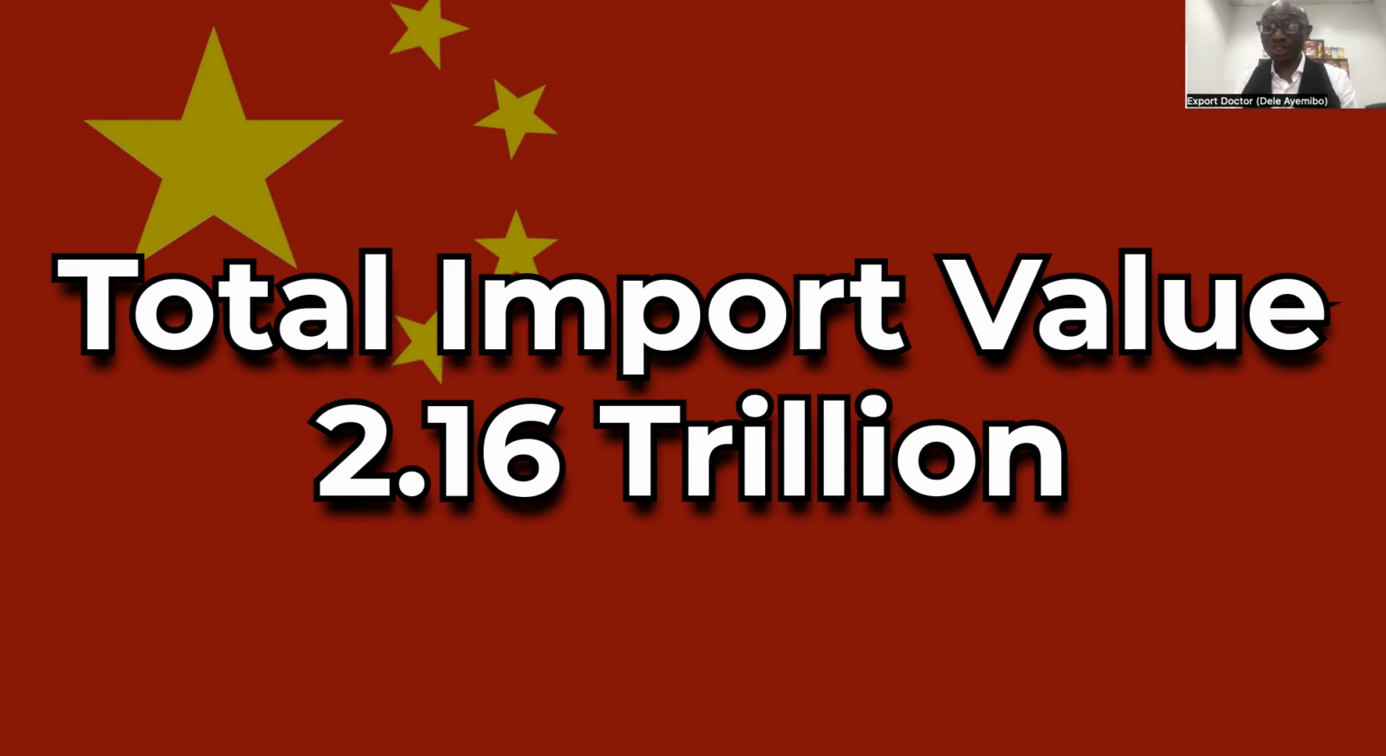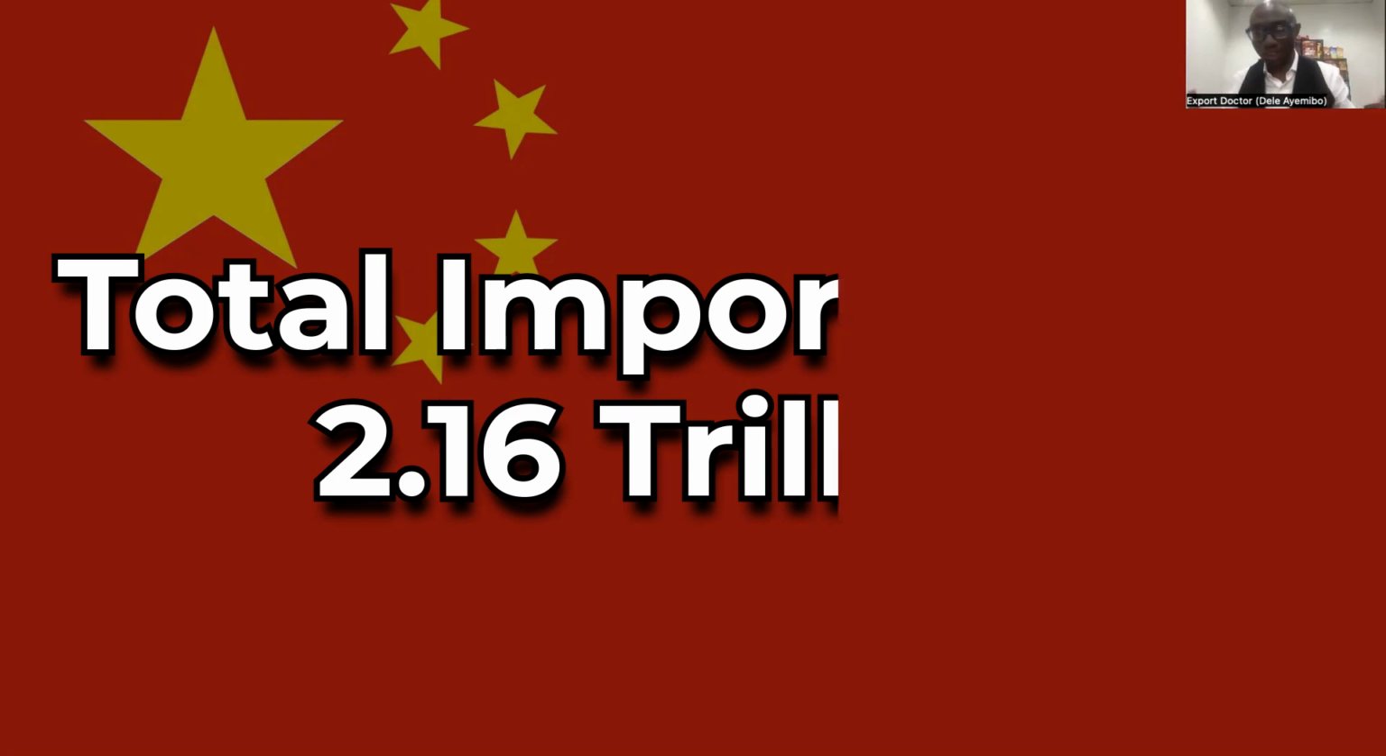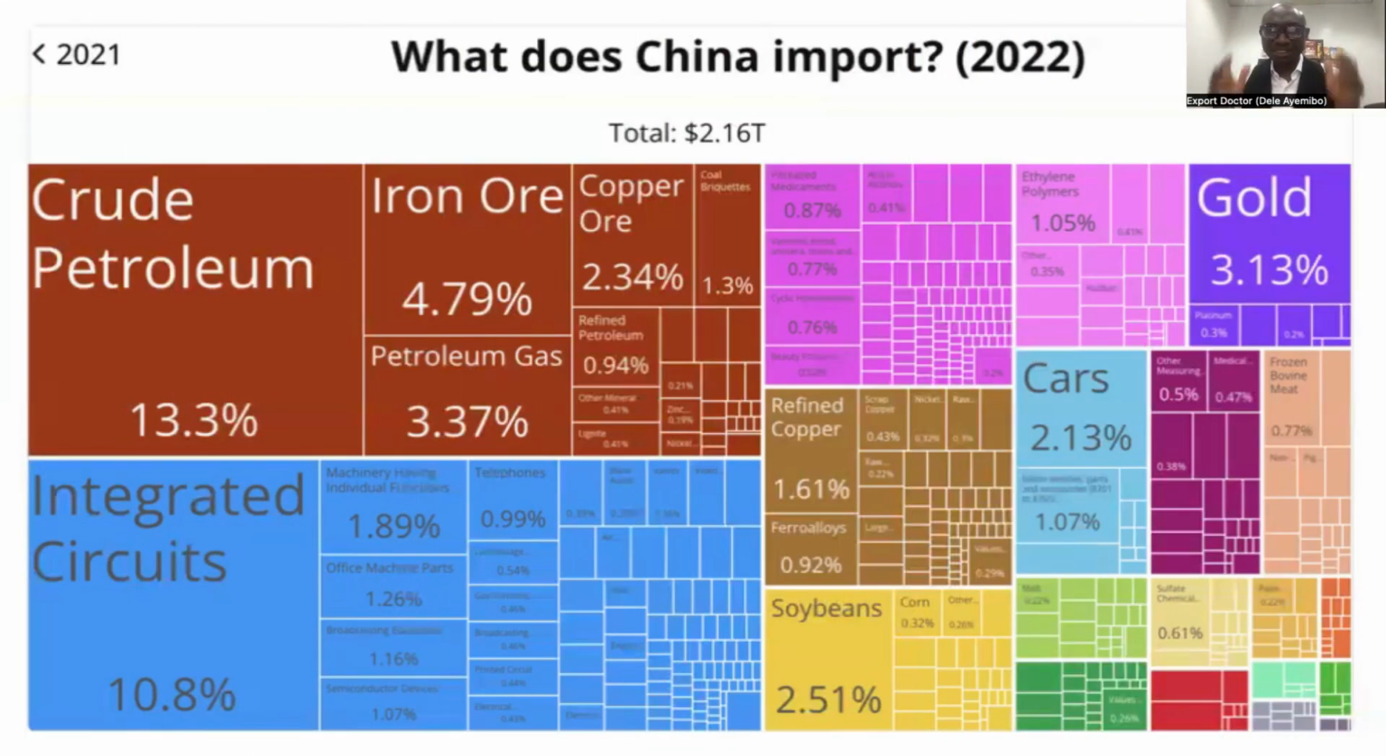Global trade is just about 24, $25 trillion, and China alone is taking up over $2 trillion. That tells you the level of dependence of the global economy on China. So let's go.